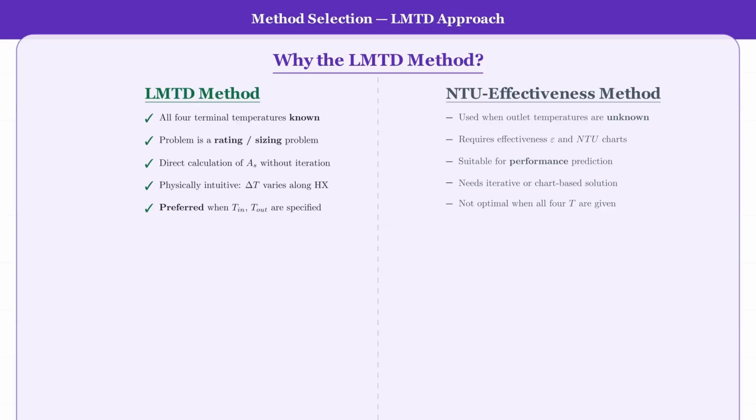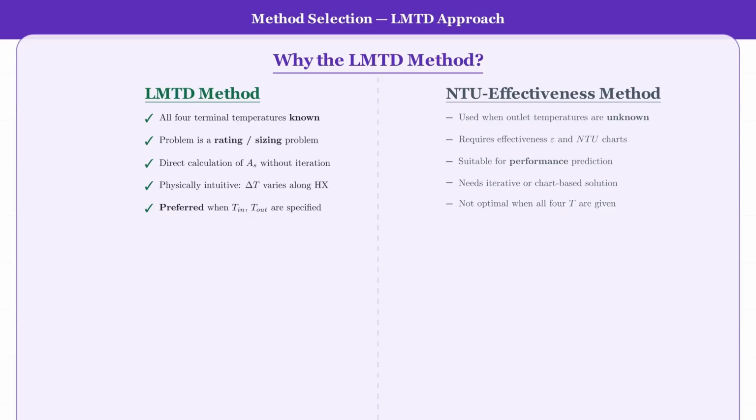Our problem is a sizing or rating problem. We know what the exchanger must accomplish thermally, and we need the required surface area. The NTU method is better suited to performance prediction problems. The LMTD method allows direct calculation of A sub s without any iteration procedures. The NTU method requires effectiveness charts, or iterative procedures.